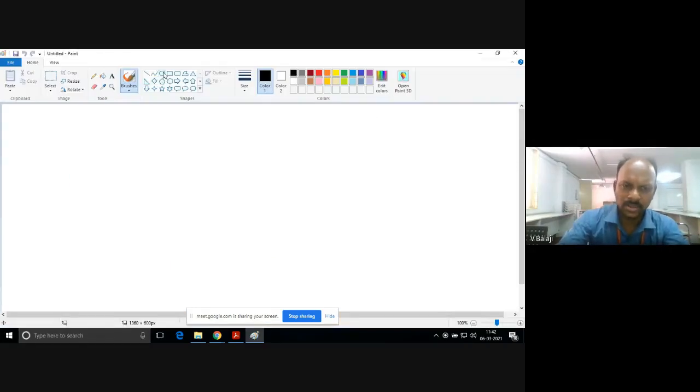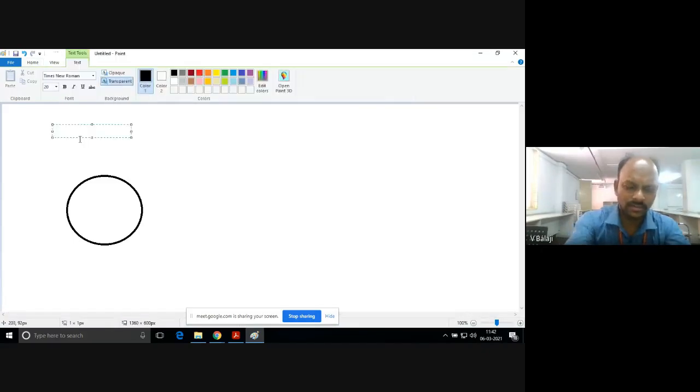So what is the true shape of a cylinder? Circle, sir. Circle. So you need to draw one circle. Now, because it is front view, front view is equal to true shape, right?